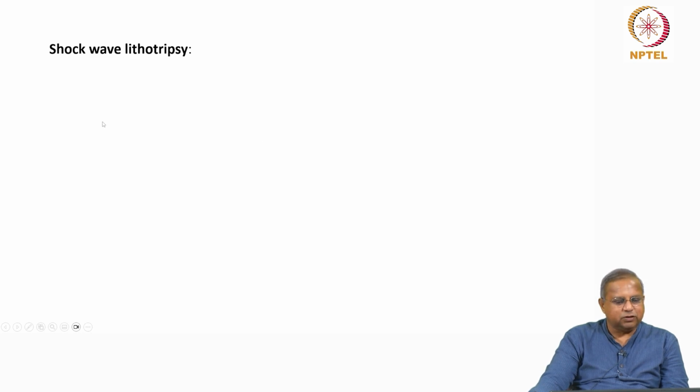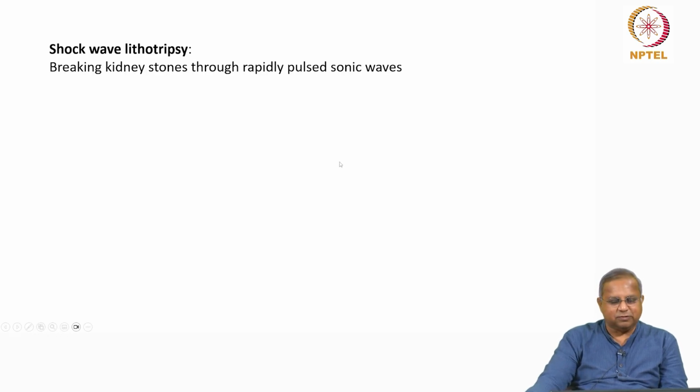Then I think I mentioned one more example, but did not take it forward. Shockwave lithotripsy, right? With the experience of the previous class, I went and checked up what lithotripsy is. Litho is supposed to be stone, and tripsy is supposed to be rubbing, and therefore kidney stone removal by attrition is what this is. Shockwave lithotripsy, breaking kidney stones through rapidly pulsed sonic waves, a very standard practice nowadays.